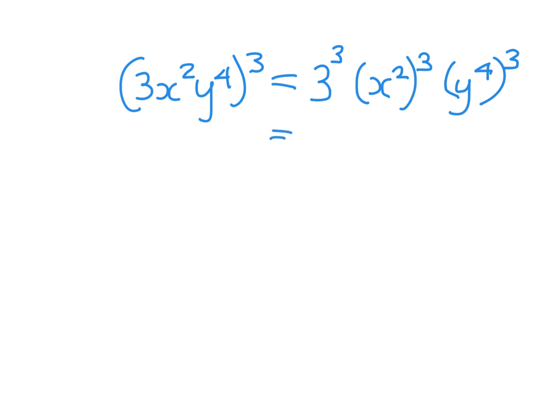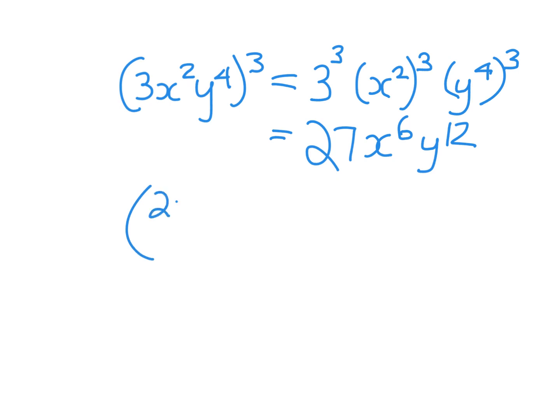So 3 to the power of 3 is 3 times 3 times 3, which is 27. X squared to the power of 3. Well, we need another index law for that. Luckily, we learned that when you raise a power to another power, you keep the same base and multiply the powers together. Here again, power to another power, you keep the same base and multiply the powers. And this is our final answer.